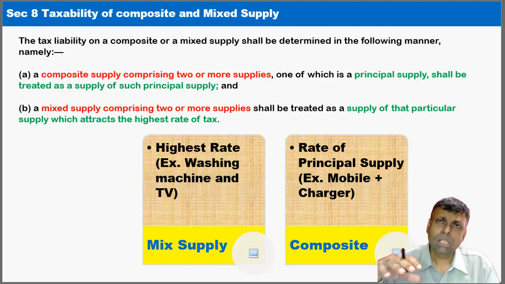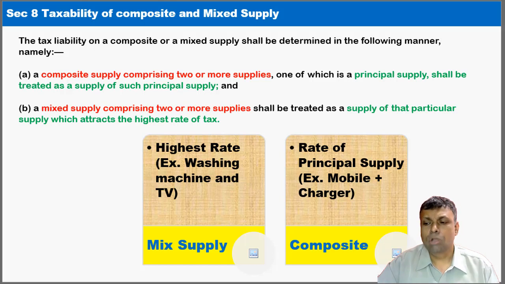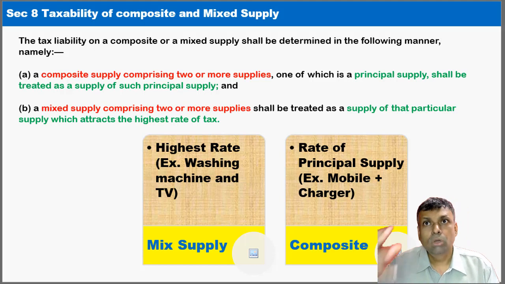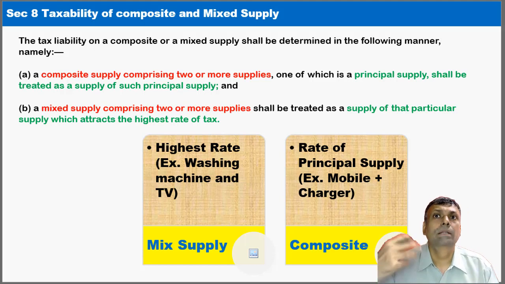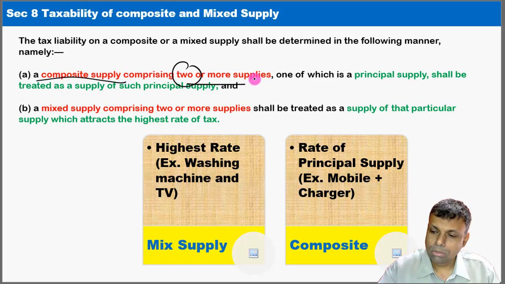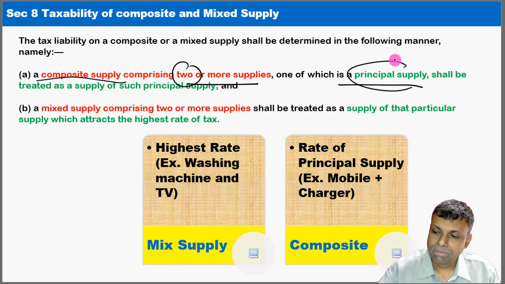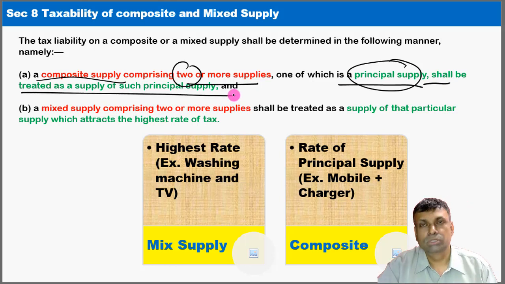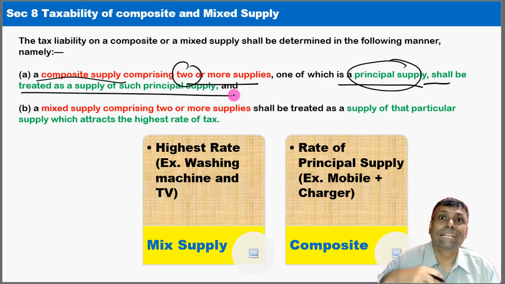Now friends, what is a composite supply? Let me tell you. A composite supply is a supply where there is more than one thing naturally bundled together. That means it is a composite supply where two or more supplies, one of which is of course a principal supply, the main supply, are treated as a composite supply. That means it is naturally bundled together. So it is basically one product.